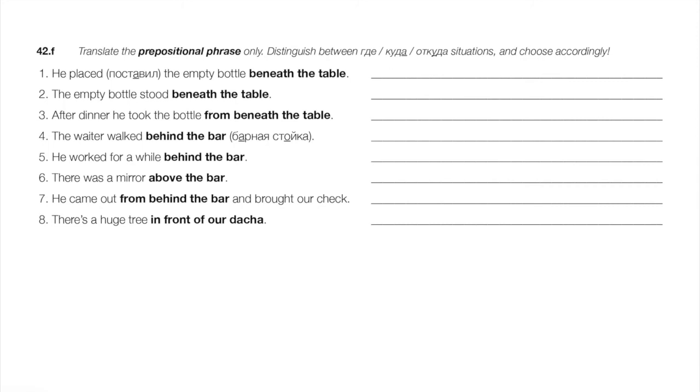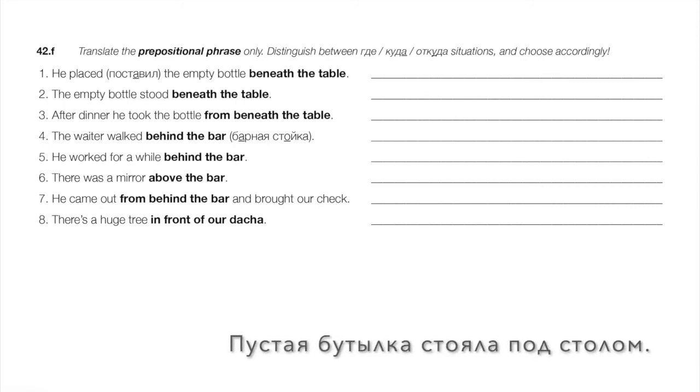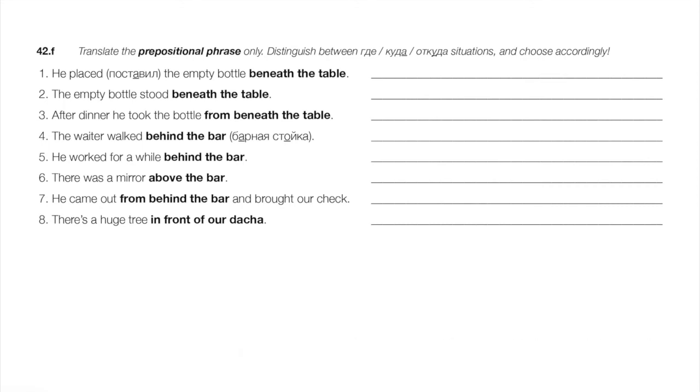Okay, number two, the empty bottle stood beneath the table. Пустую бутылку стоял... Sorry, I totally goofed there. Пустая бутылка, the subject, стояла под столом. Right, so that's где, where was it? It was beneath the table. In Russian here, we could say literally стояла, it stood, под столом.